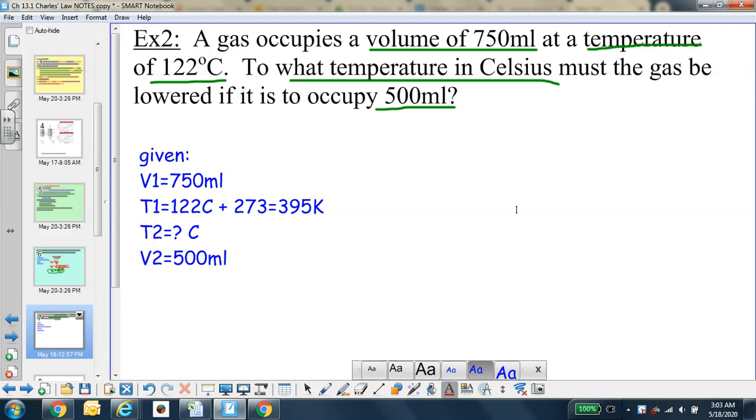Now, you might look at that and say, well, temperature's already in Celsius and I need to have my answer in Celsius. Can't I just use Celsius? Trust me, it won't work. You have to use Kelvin. You can try it and you'll see that you will get a totally different answer. If you just keep it in Celsius, it's not going to work.